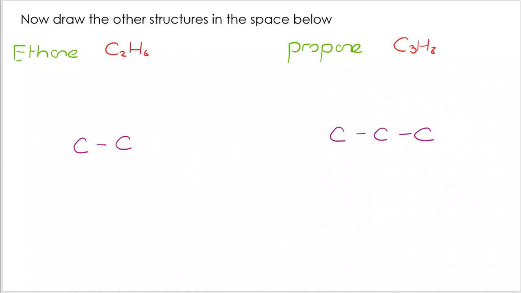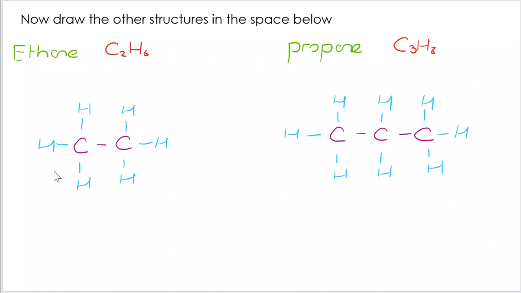So to draw them, I need 2 carbons in a chain for ethane, 3 carbons in a chain for propane, covalent bonds represented by sticks, and then I'm going to fill up the remainder of the spaces with hydrogen. You'll remember from the bonding topic that carbons form 4 bonds. So 1, 2, 3, there's the 4th, 1, 2, 3, there's the 4th, and the same is true over on this side. Each carbon has 4 bonds around it. So I've successfully drawn ethane and propane.